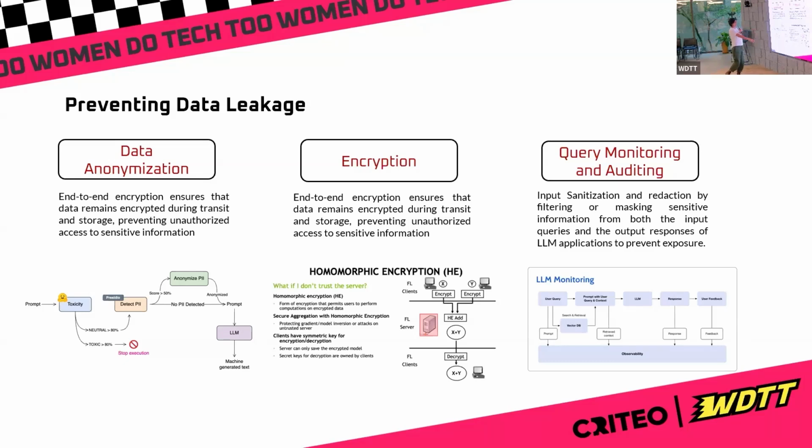There's also homomorphic encryption, which is just another type of encryption that makes sure that even aggregation operations can be done on data while it is encrypted. So you might want to look at more advanced encryption techniques if you want to make sure that your data is not decrypted even when it is being, let's say, manipulated. Third is query monitoring and auditing.